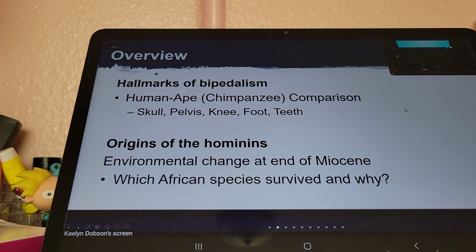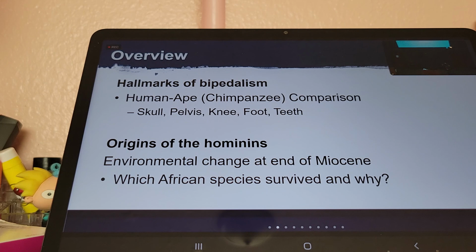All right, so we're going to look at the hallmarks or the indicators of bipedalism. And we're going to do this by comparing human morphology, skeletal morphology, and ape skeletal morphology. Sometimes it'll be a chimpanzee, sometimes it'll be a gorilla. But basically they have the same pattern, chimps and gorillas. It's mostly chimps. Sometimes it's a gorilla.